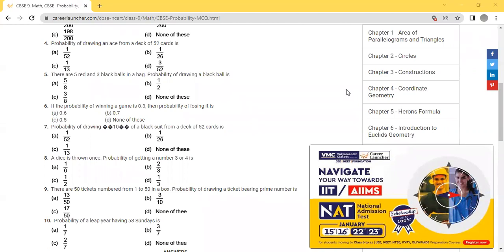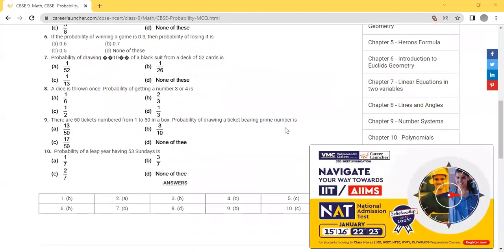Add these numbers. How many prime numbers you have got? 15. So answer will be 15 by 50. It's not there. None of these. They are saying 3 by 10. Okay, they have cancelled it out with 5, so yes, it will work. 3 by 10? Yes, yes. 3 by 10.